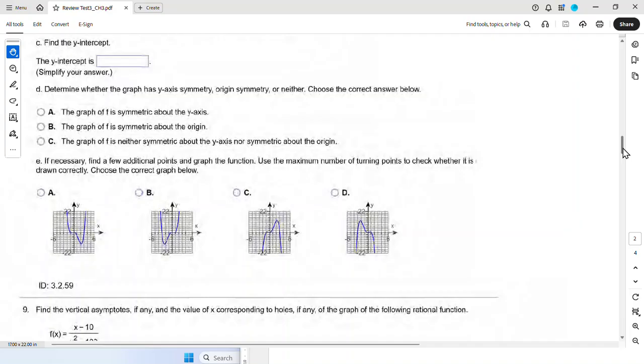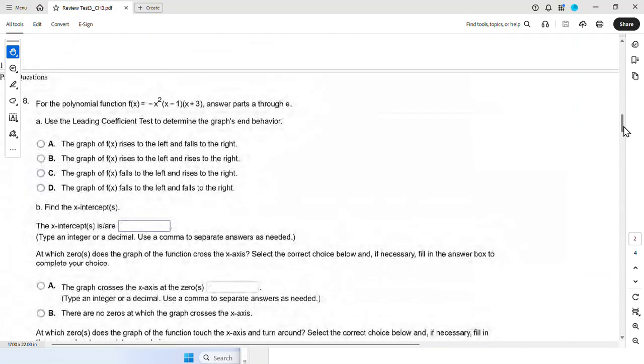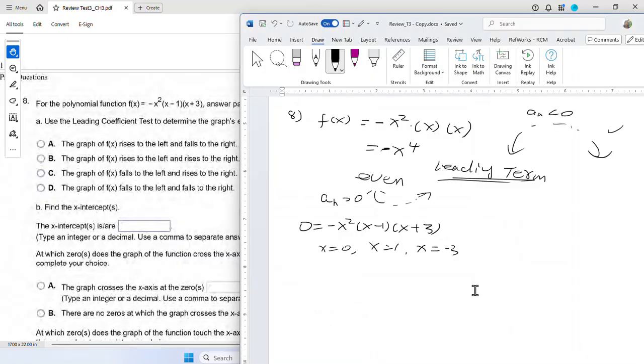Okay, yeah, you do have a y-intercept, right? So how do you find a y-intercept here? Y-intercept is x equal to 0. So look at that: negative 0 squared, 0 minus 1, 0 plus 3. Since you have a 0 outside, times anything will be 0, right? So yeah, this graph will be passing 0 and 0, okay?